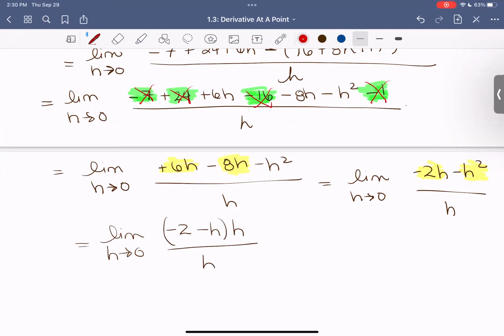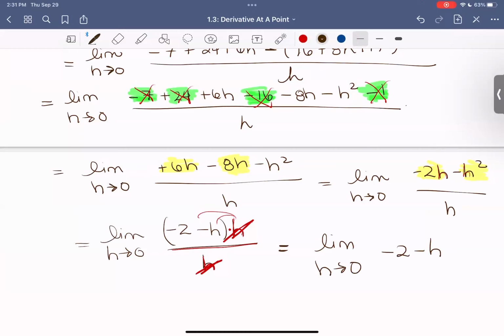So notice we can do that. We just factor out an h of each term. So we get -2 minus h times h, because if we distribute that h back in, we get our original. And the reason why we did that is because now we can cancel that h out of the numerator and denominator. We're just multiplying h in the numerator. So by dividing by h, those two h's cancel. So now what are we left with? Well, we're left with the limit as h goes to 0 of -2 minus h.